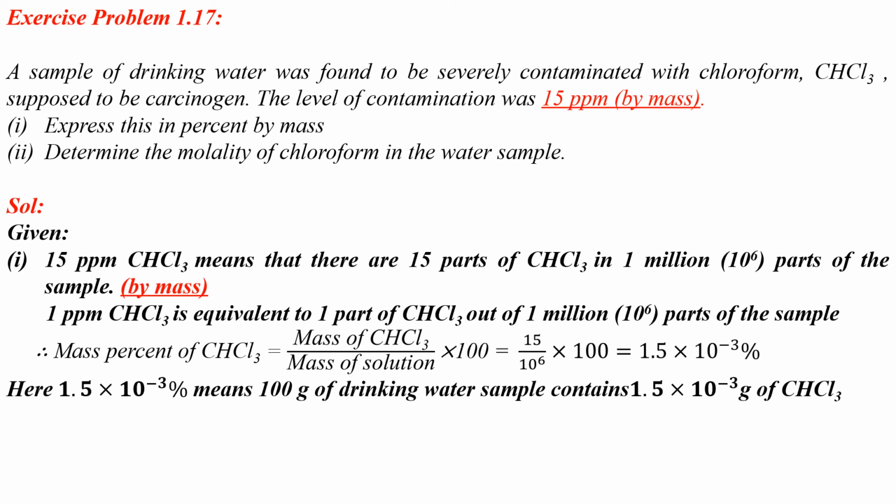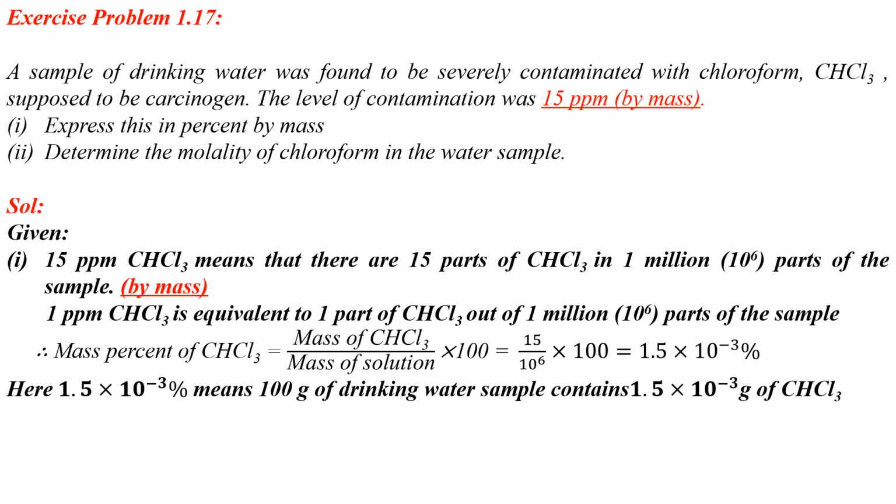That is, we must consider mass of chloroform as 15 grams and the mass of solution in which chloroform is present as 10 power 6 grams. Then we can calculate the mass % of chloroform, isn't it? This is equal to mass of chloroform divided by mass of solution into 100. Now, mass of chloroform is 15 grams divided by mass of solution is 10 power 6 grams into 100. This gives you a value of 1.5 into 10 power minus 3 % as the mass %.